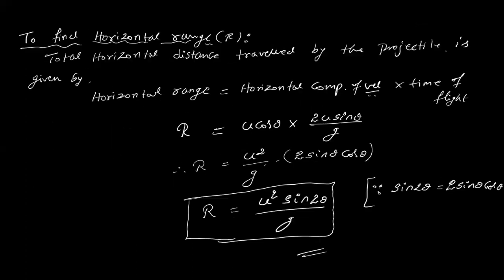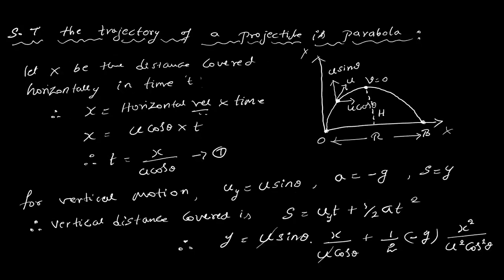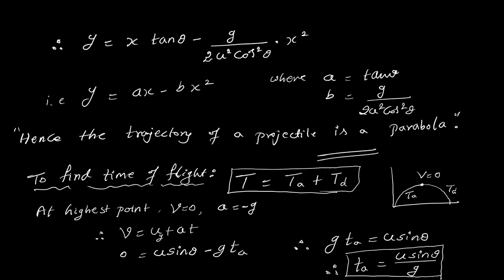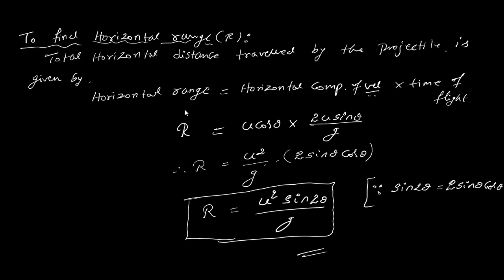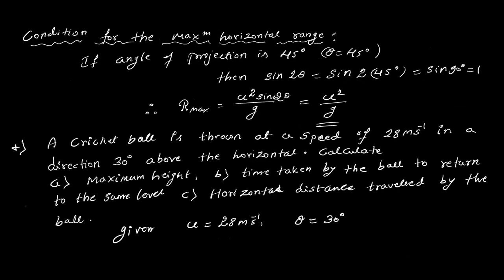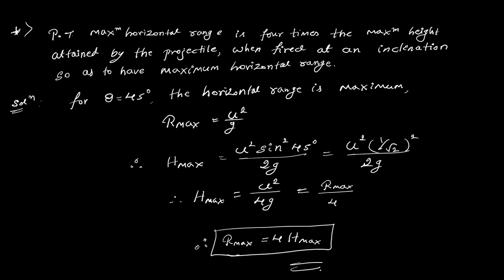So in today's class, we've studied all about projectile motion, right? The trajectory of a projectile is a parabola, and the time of flight, maximum height and horizontal range formulas, the method of deriving them, and then the condition for the maximum horizontal range, and we solved these numericals today. Okay, so in the next class we are going to deal with circular motion and centripetal acceleration concepts.